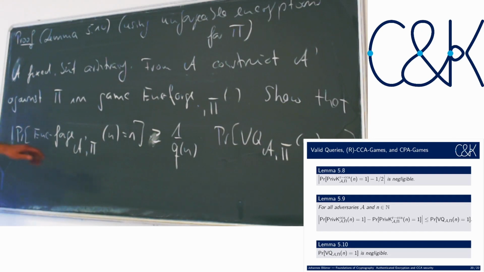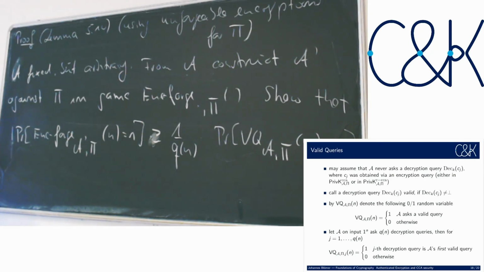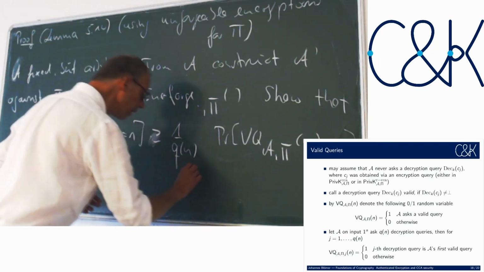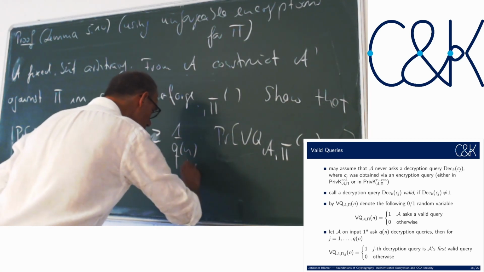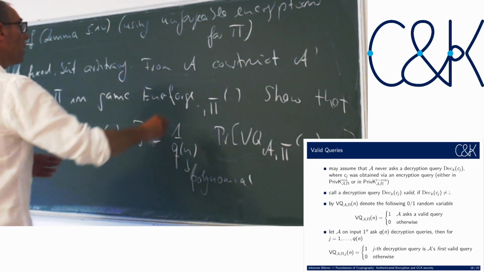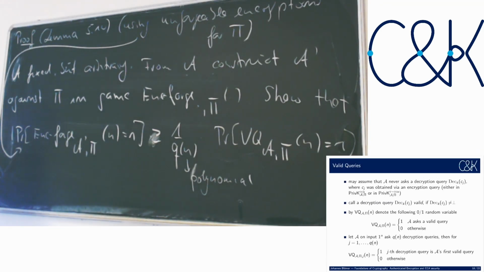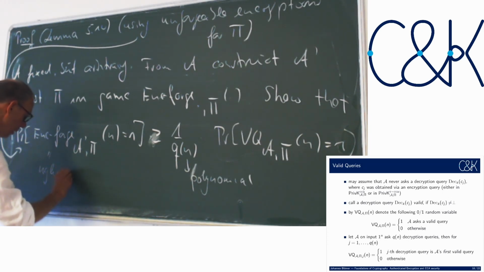And recall, q of n is, as we said here, the number of decryption queries that A poses. But A is a PPT, yeah? So this is a polynomial. This here implies that this is negligible.